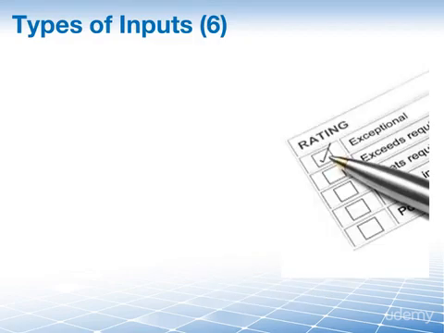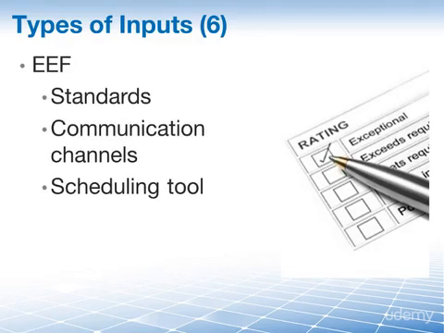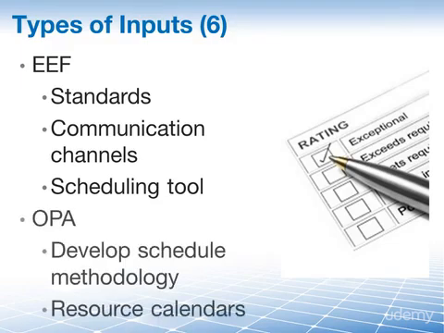Next, we have everybody's favorite, the enterprise environmental factors. They include such things as, for example, standards, communication channels, and the specific scheduling tool that is to be used in developing the schedule model. But let's also not forget the organizational process assets that can influence the develop schedule process. And here we're talking about such things as, for example, the scheduling methodology and the resource calendars.